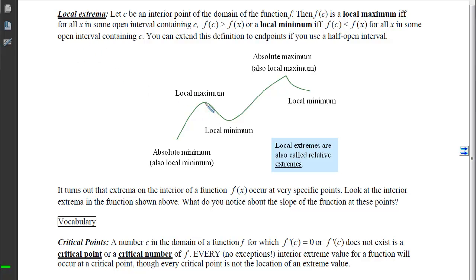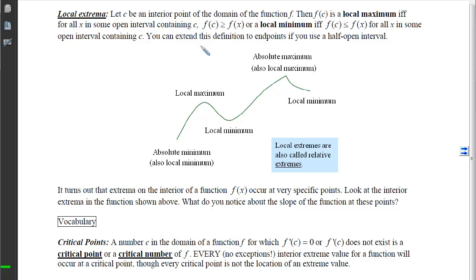If we look at this picture right here, we can see that I have a local maximum here because if I look around it in a neighborhood, I can see that the highest y-coordinate in that region is going to occur at this x-coordinate. So this is the location of a local max. For the same reason here, I can have a local min because if I look around it, I'm smaller than all those y-coordinates. Same thing here, I get a local max. Here I get a local min.